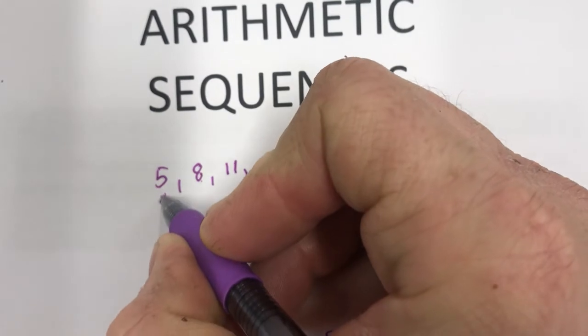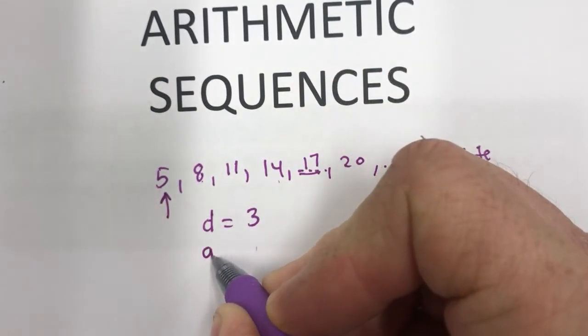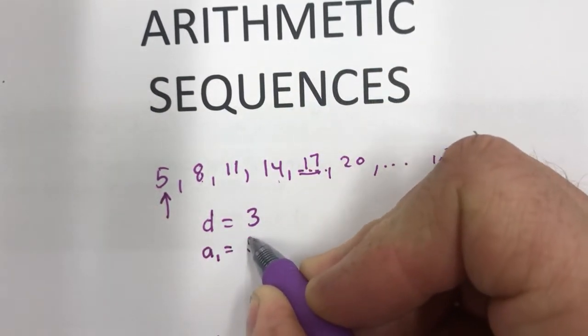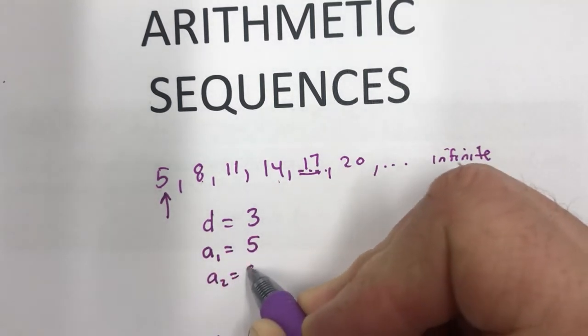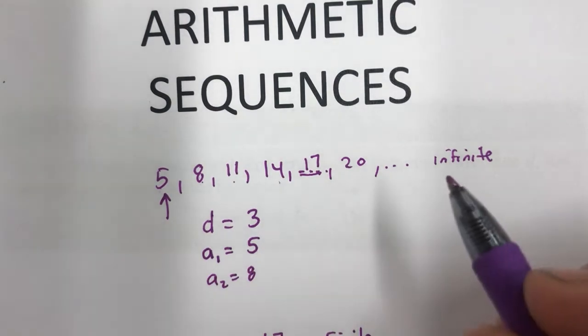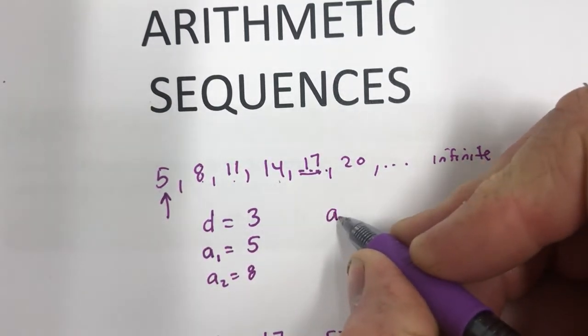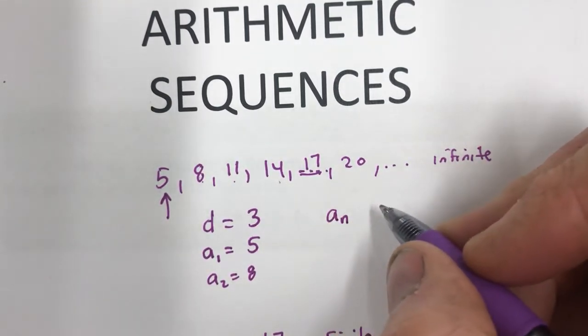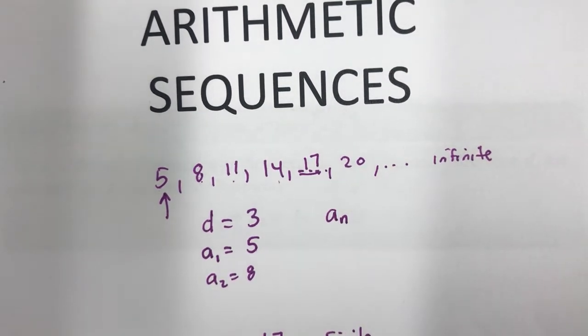My first term is 5. So what we do is we call that A sub 1 is 5. A sub 2 would be 8. A sub 3, A sub 4, A sub 5, and so on. Okay? A sub n is the nth term, whatever n is.